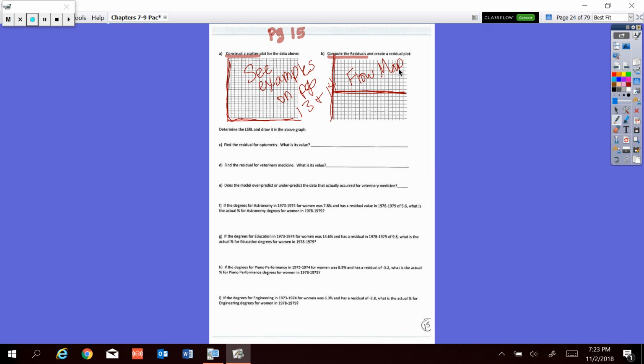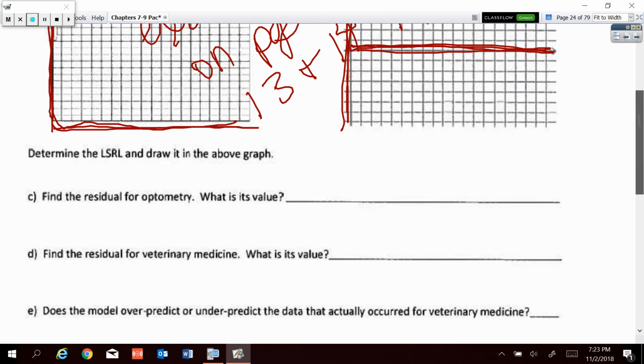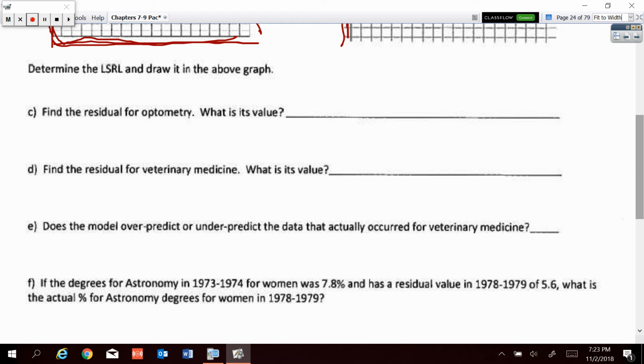Part C. Find the residual for optometry. What is its value? And while we're at it, question D is saying, find the residual for veterinarian medicine. What is its value? So, a couple ways we can do this. You know that residual equals actual y minus predicted y. So, we could compute the residual by putting in the actual y and computing the predicted y.